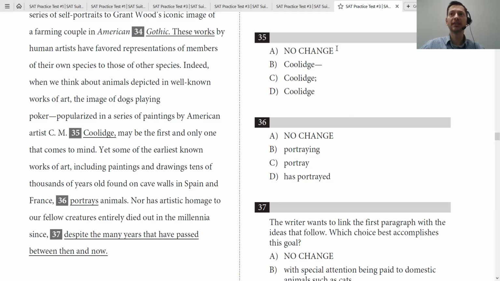Hopefully, this gives you a good insight into the SAT grammar section and a key concept that's really going to help you improve your score.